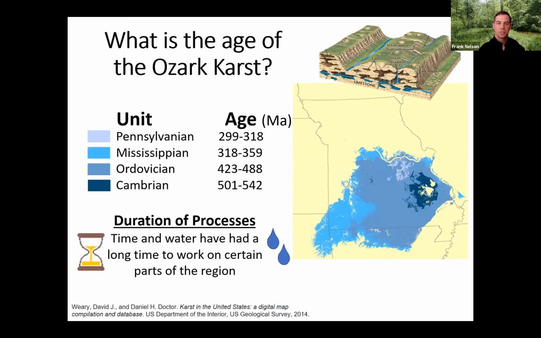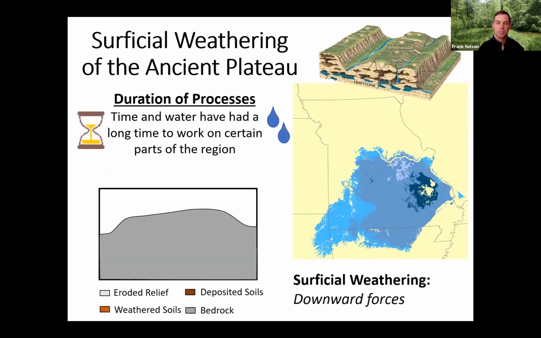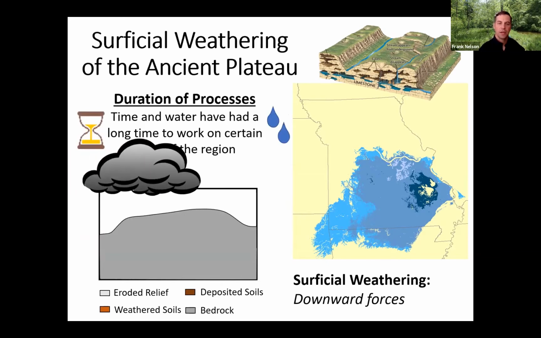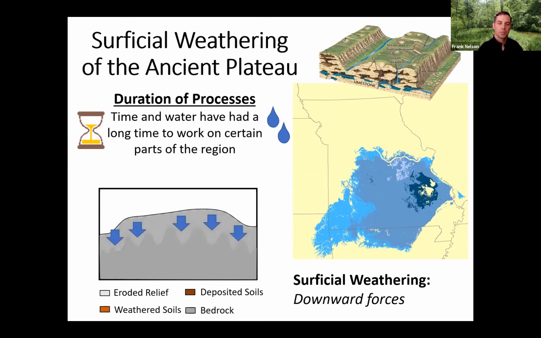In terms of age, it's taken a lot of time for that water to work on the rocks, essentially. From the youngest age, it's 300 million years back to 550 million years for this process to occur. And so the Ozarks, quite honestly, was a plateau. And over time, we've had water work to superficially weather the rock and erode to create the dissected plateau that we have today.